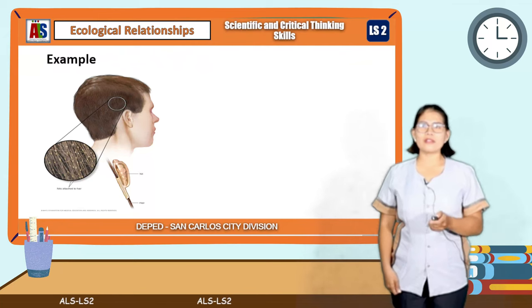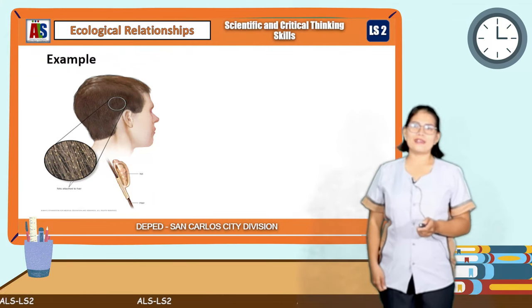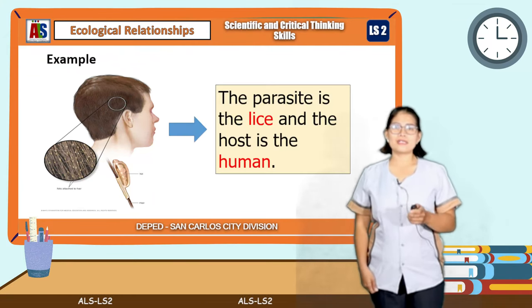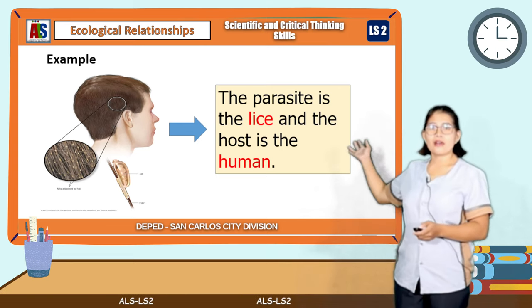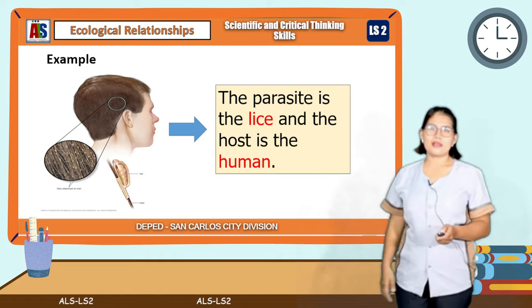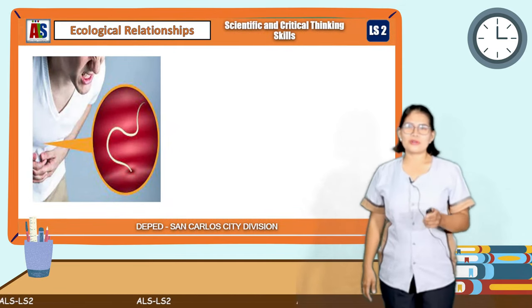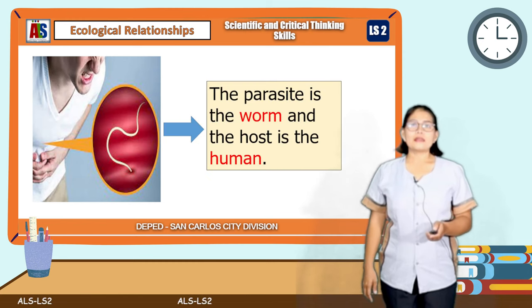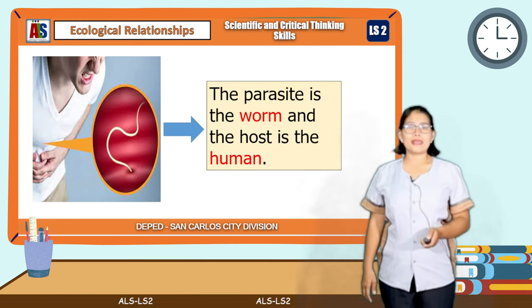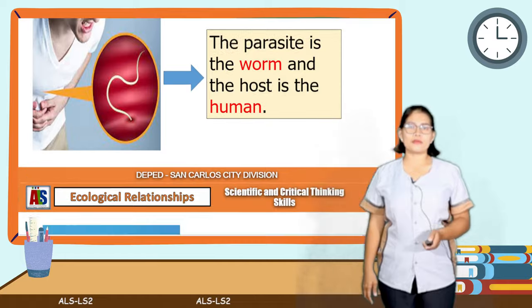So I have another example here. The parasite is the lice, and the host is the human. Here is another example. The parasite is the worm, and the host is the human.